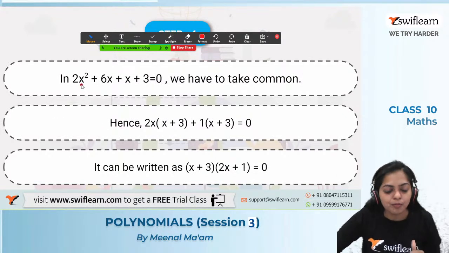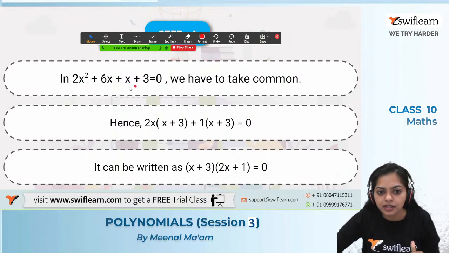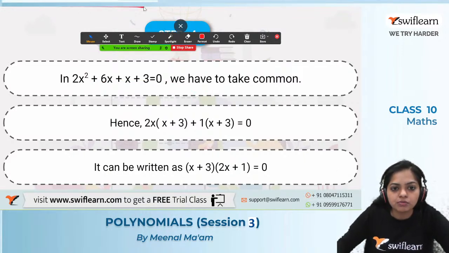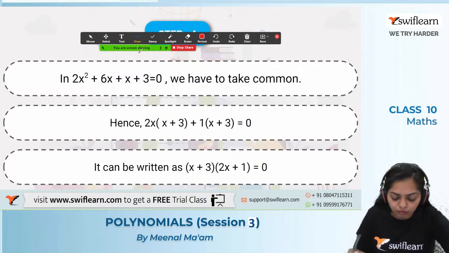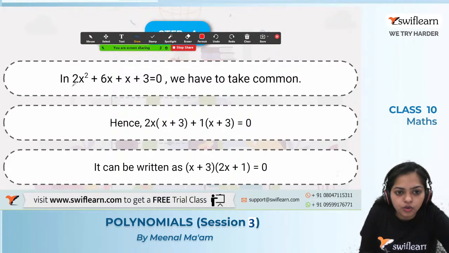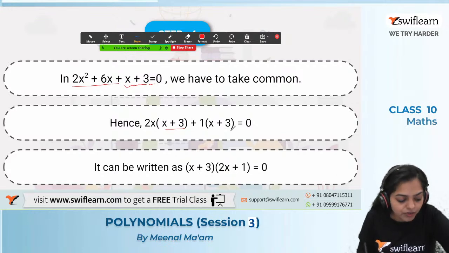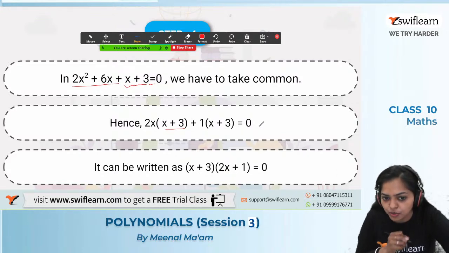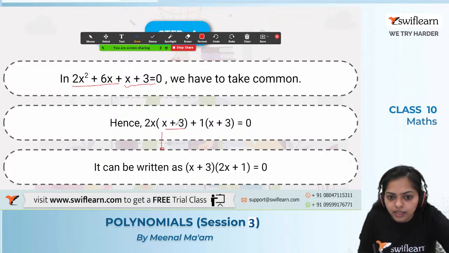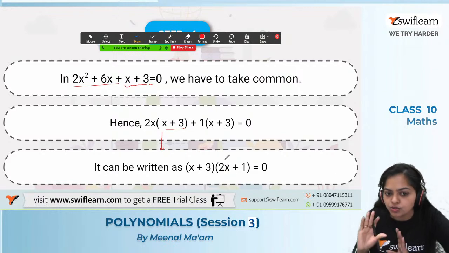Okay, now 2x square plus 6x plus x plus 3 equals 0. Then what will be the third step? We will take the common factor. Out of the first term and second term, what do we take as common? 2x is common, then what is left? x plus 3. And out of the third and fourth terms, we take 1 as common. So we are left with x plus 3 equals 0. And again, if I take common, x plus 3 is common. So I will get (x plus 3)(2x plus 1) equals 0.